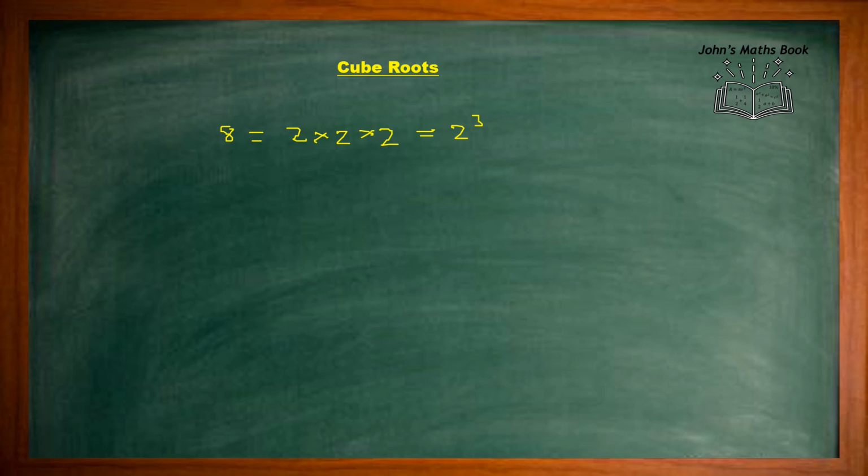Another example of a cube root of a perfect cube is the cube root of 27. So 27 is equal to 3 times 3 times 3, which is equal to 3 cubed. So the cube root of 27 is in fact 3.